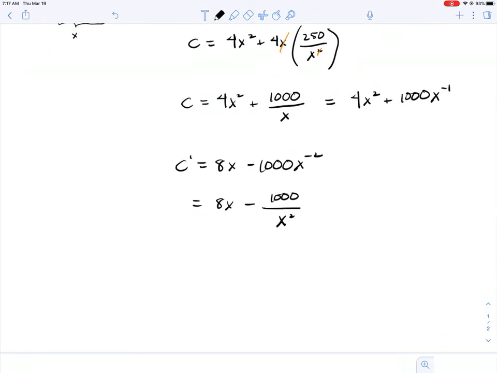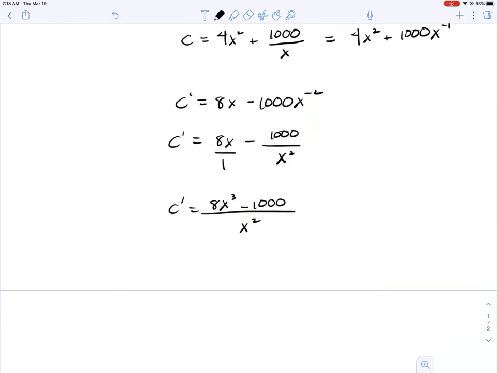So to make that easier, we want to rewrite our derivative as a single fraction so that we're just setting the numerator equal to 0 and then setting the denominator equal to 0. This first term can be thought of as 8x over 1. So I'm going to multiply the 8x by x squared over x squared, leaving me with 8x cubed minus 1000 all over x squared. It's up to you. If you want to write the C prime for each step, you can, or you can just have those equal signs showing that they're equal to the previous step.